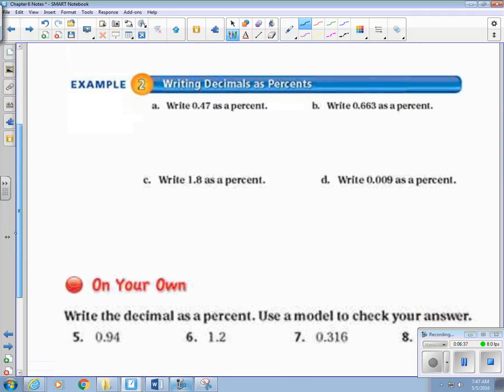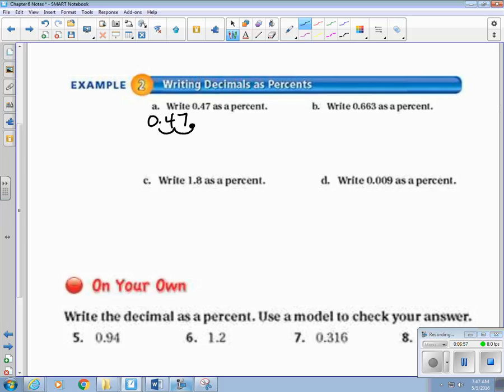So let's go ahead and take a look at some of these examples. Writing decimals as percents. Write 0.47 as a percent. So I'll start with 0.47. And all we're going to do is move our decimal point the opposite direction now, since we're going from decimal to percent. We're going to go to the right 2 places, rewrite our decimal point there.